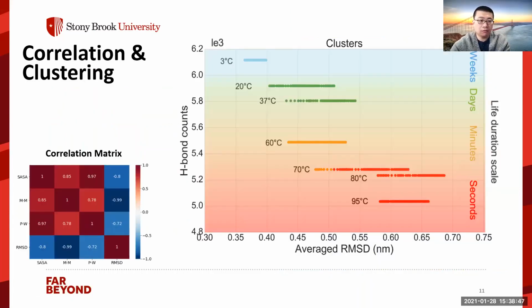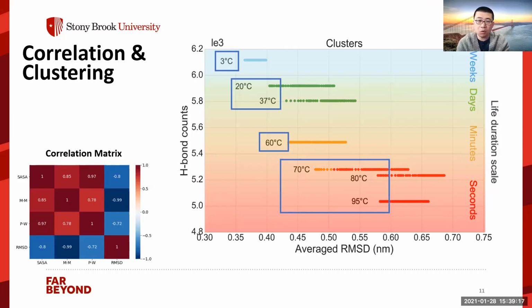First of all, we calculated the correlation matrix between the different measurements, including the MSD, SASA, and the hydrogen bonds. We can see a very strong correlation between those values. And lastly, we are using the k-means clustering method, using the data we collected from the molecular dynamics simulations, to classify the different temperatures. Interestingly, we found 4 groups of temperatures.